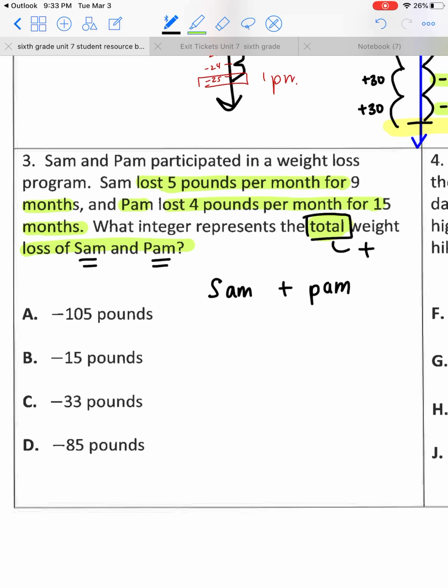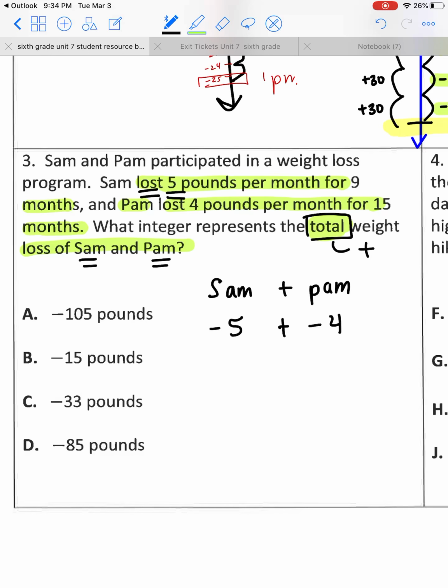Well, let's look at Sam's weight loss. It says she lost 5 pounds. The word lost is a negative keyword. In other words, it's going to be represented by a negative integer. So then Sam is going to be negative 5, and Pam is negative 4. Well, what is negative 5 plus negative 4?